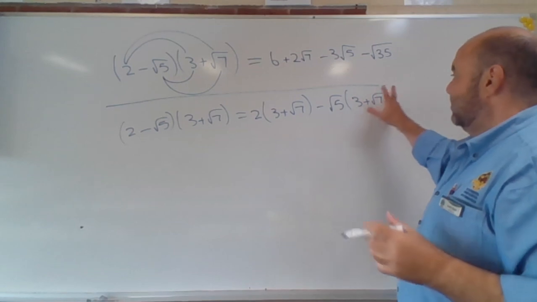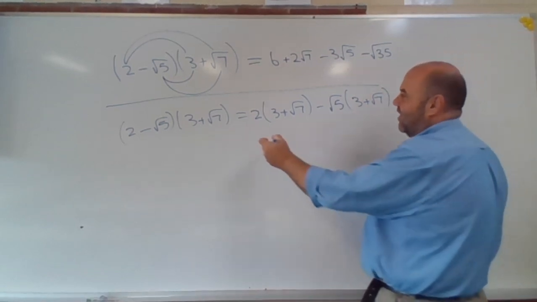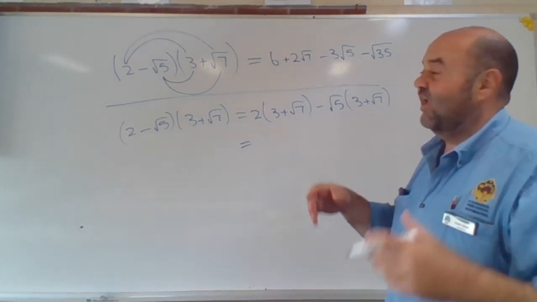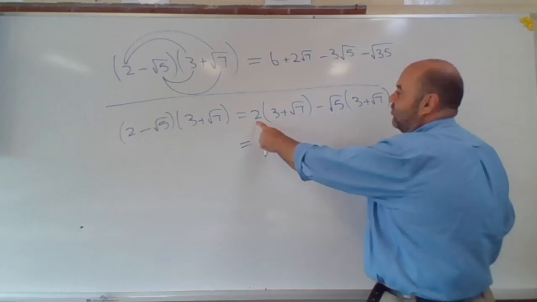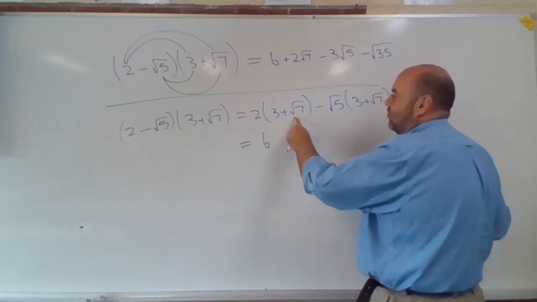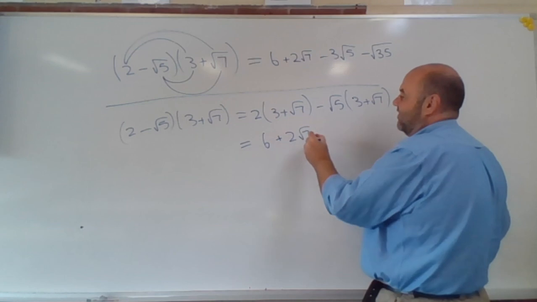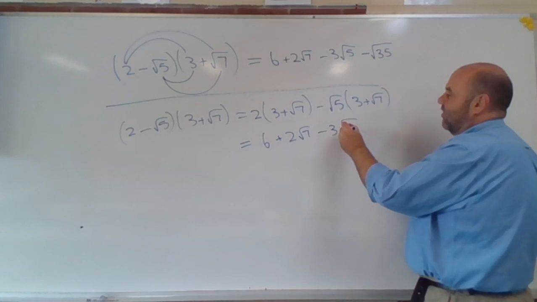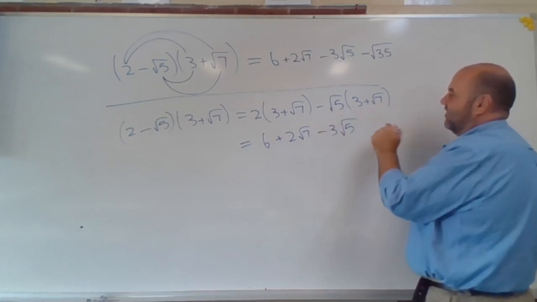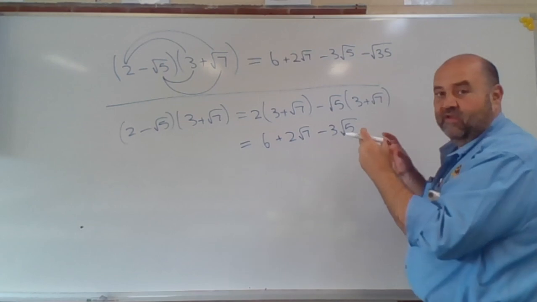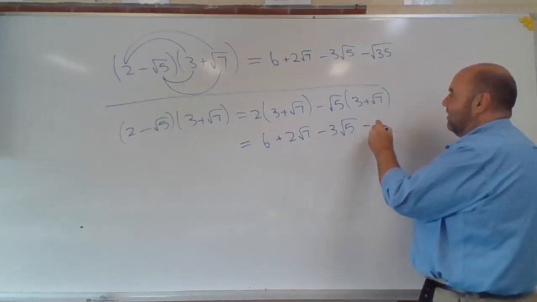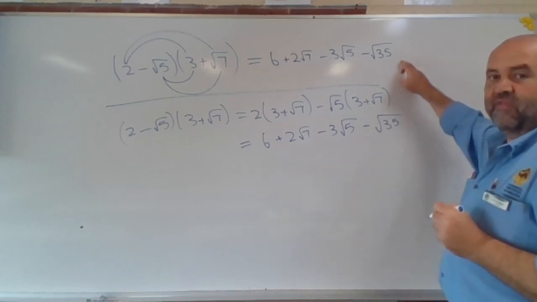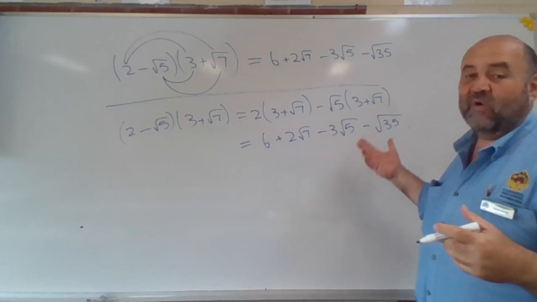So that's negative root 5 shaking hands with that group. And now here we're just left with a simple example of what we saw at the end of the last lesson and at the beginning of this video. So 2 times 3 is 6, 2 times root 7 is 2 root 7, negative root 5 times 3 is negative 3 root 5, and negative root 5 times root 7, because they're both under the square root sign, we multiply under the square root sign, is negative root 35. So it's the same answer in both cases, just a different way to set it out.